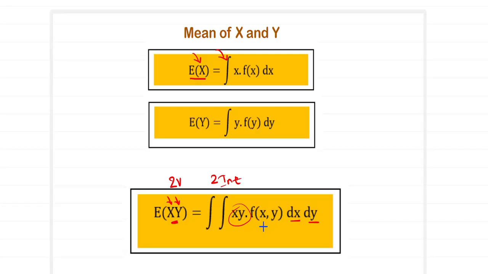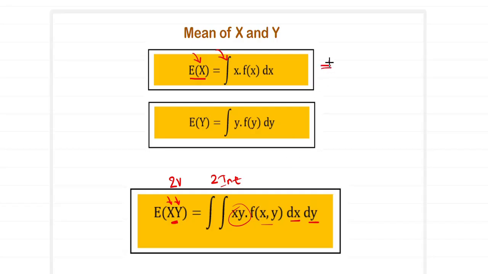This input is taken as such and then multiplied with the density function. So it is going to be the joint PDF f of x comma y, and then you take the integration first with respect to x or y, depending upon the limits available to you. So the mean of the product, e of xy, is the double integral of xy into f of x comma y dx dy.